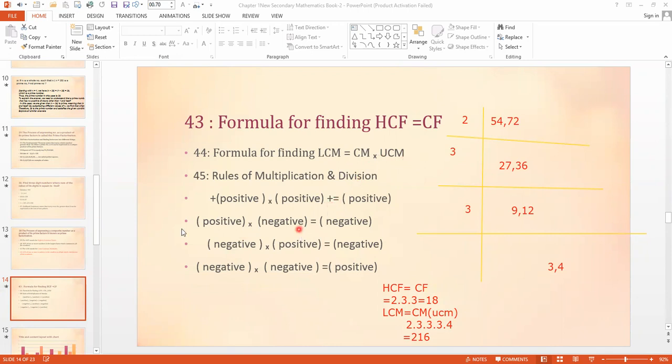Now comes the rule of multiplication and division. Plus into plus is plus, positive into negative is negative, negative into positive is negative, and negative into negative is positive. In other words, if the signs are the same, positive into positive or negative into negative, your answer is positive, and if different signs are given, your answer is negative.